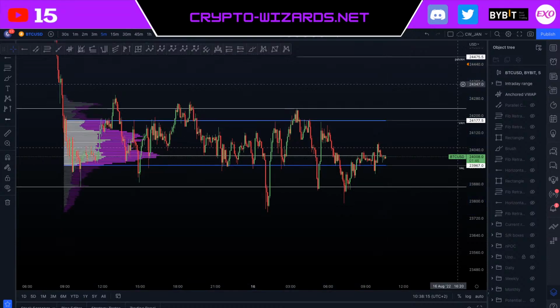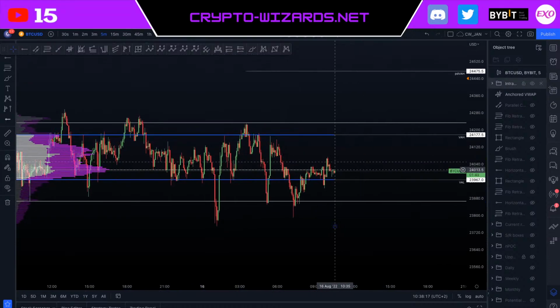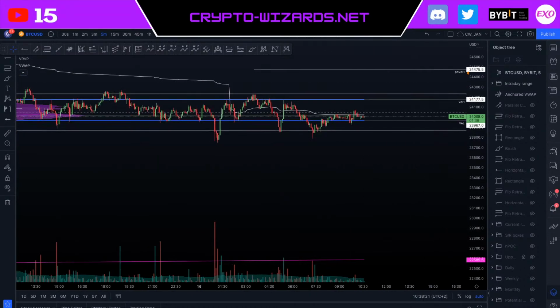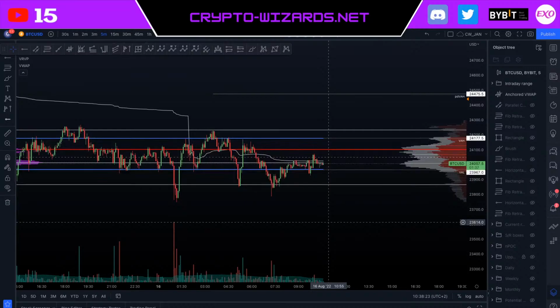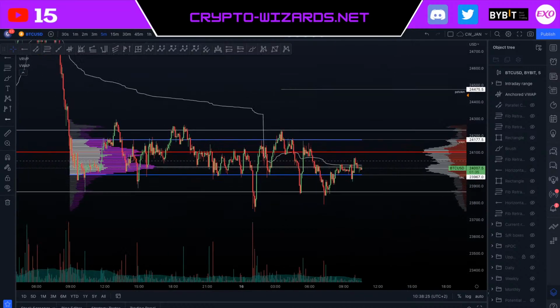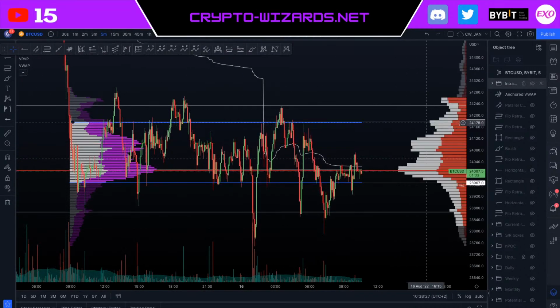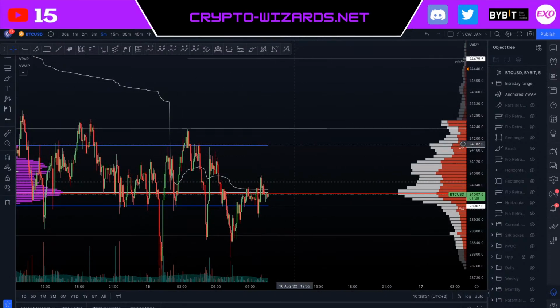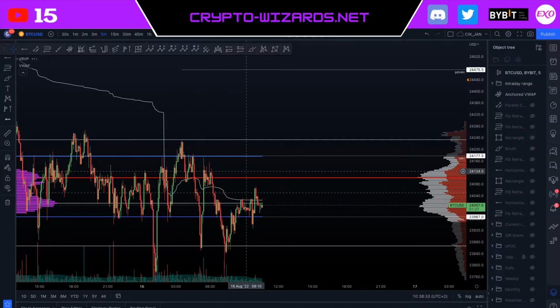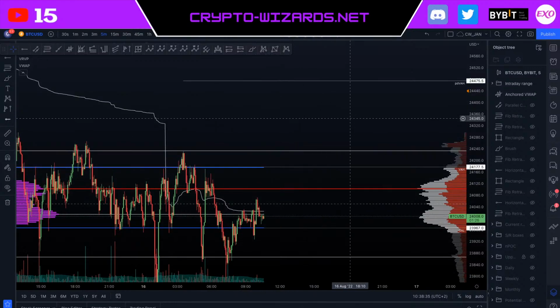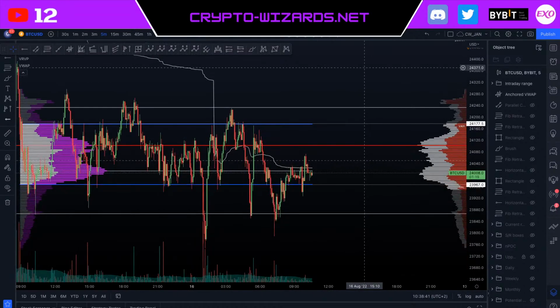Yeah, okay. So once we reclaim the POC and the VWAP, I would be looking for that previous day value area high, but we obviously have a few resistances in the middle. The number one will be the value area high of this range, then obviously the range high. But once we break through all of them, it's a really high probability trade to this previous day value area high.